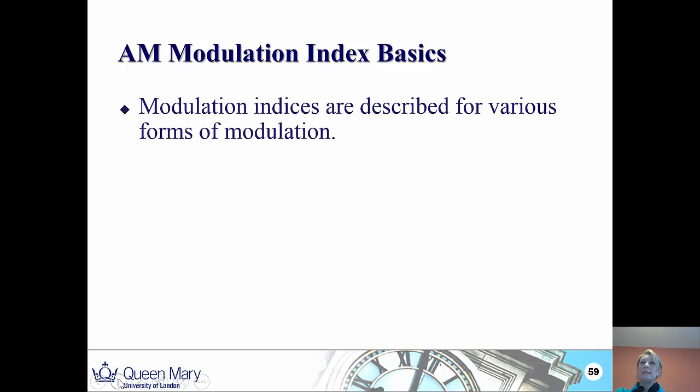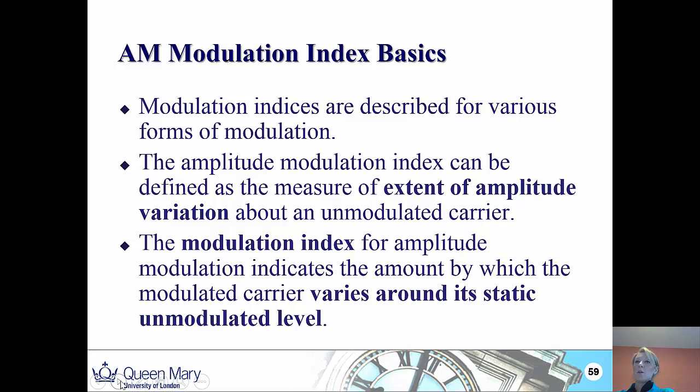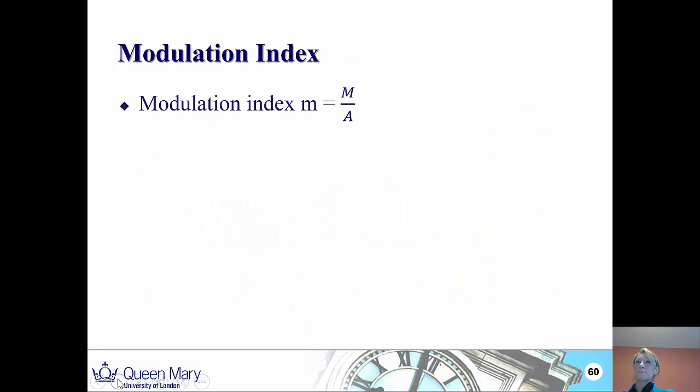So modulation indices are described for various forms of modulation. The amplitude modulation index can be defined as a measure of the extent of amplitude variation about an unmodulated carrier. So this describes the extent to which the modulated carrier varies around its static unmodulated level. So how modulated is the signal in order to convey the information being communicated?